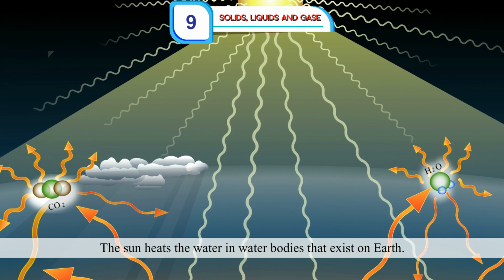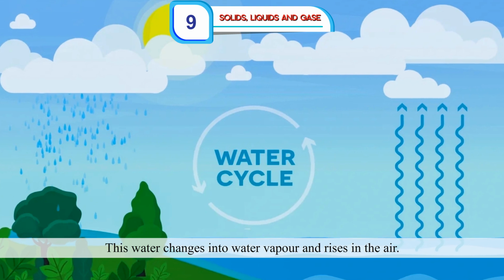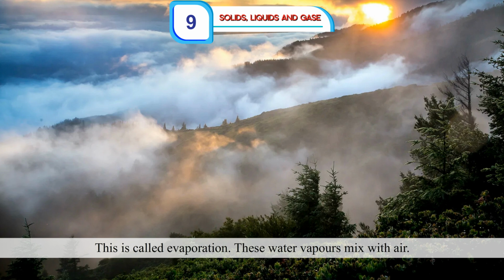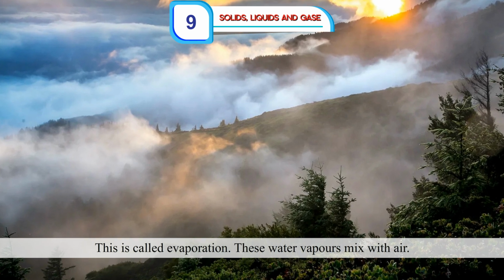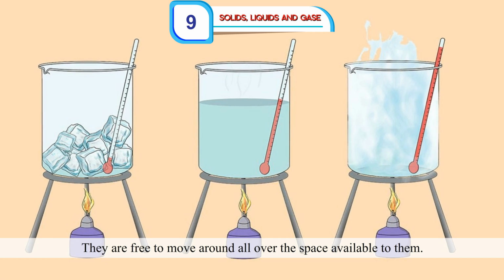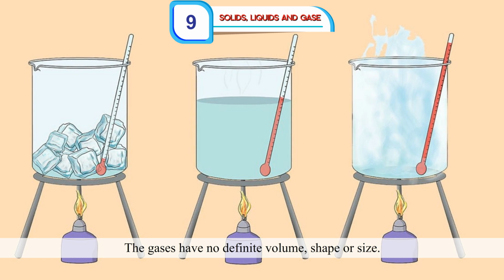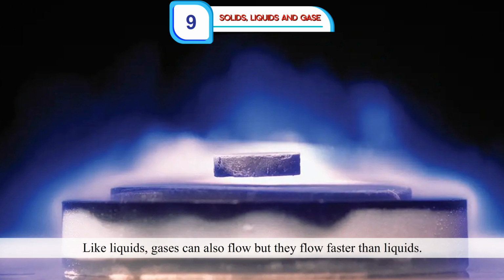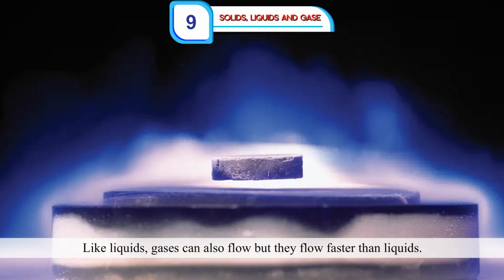The sun heats the water in water bodies that exist on Earth. This water changes into water vapor and rises in the air. This is called evaporation. These water vapors mix with air. They are free to move around all over the space available to them. The gases have no definite volume, shape or size. Like liquids, gases can also flow, but they flow faster than liquids.